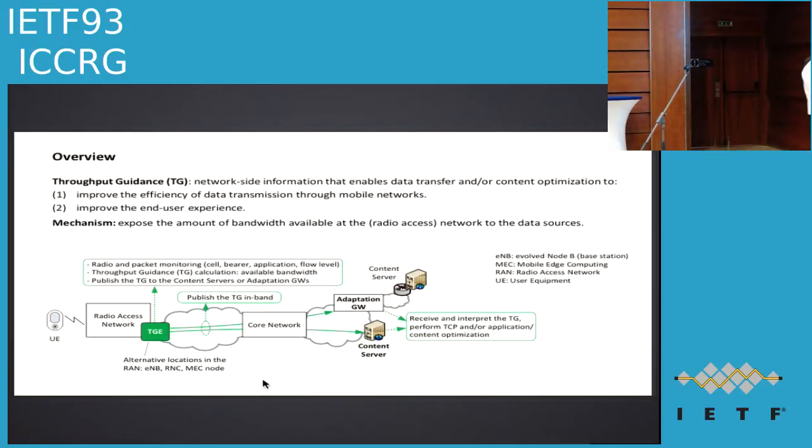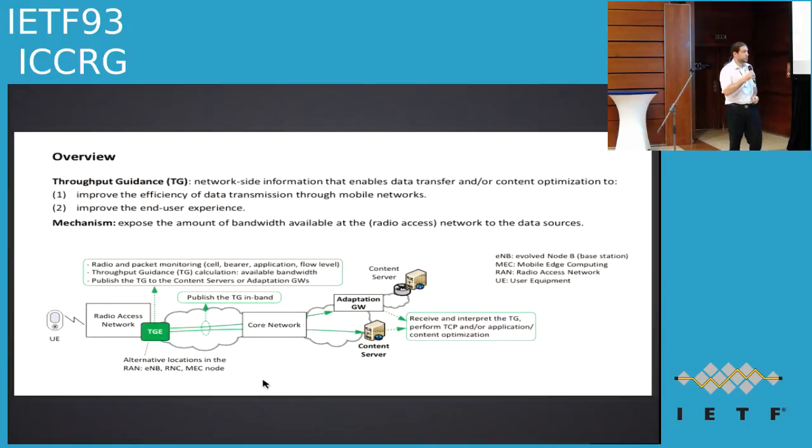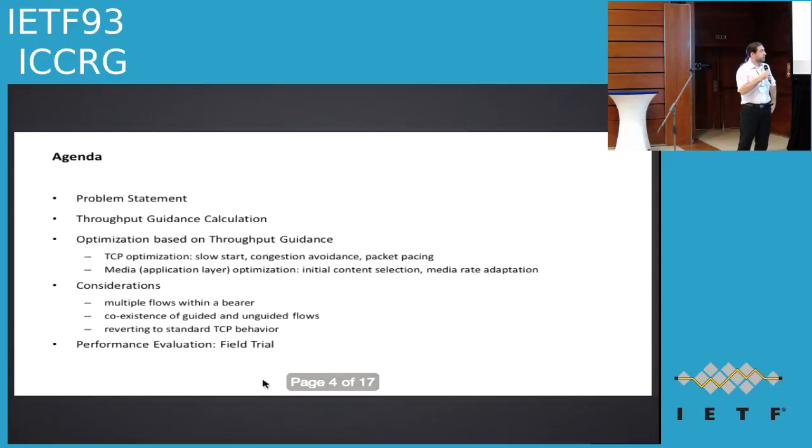If you look at this picture, we have a throughput guidance entity located in the radio access network that is in the position to look into the network status at the radio. Then it exposes the information to the data sources. In that case, we did it with Google for YouTube servers. The exposure mechanism is already documented in a draft that I will show in the end. Okay, next slide. This will be the agenda. We can go to the next one.